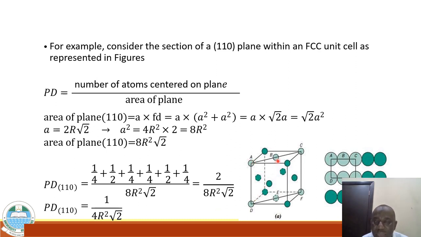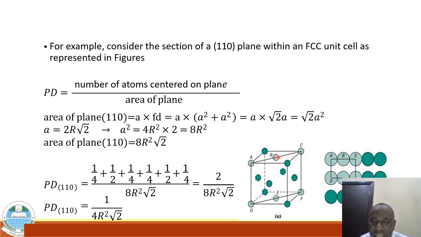And when you come here, this is one over four. This is also 1/4. This is also 1/4. This is also 1/4. So you have 1/4, 1/4, 2, 1/4, 3, 1/4, 4. So that is why you have 1, 2, 3, 4.